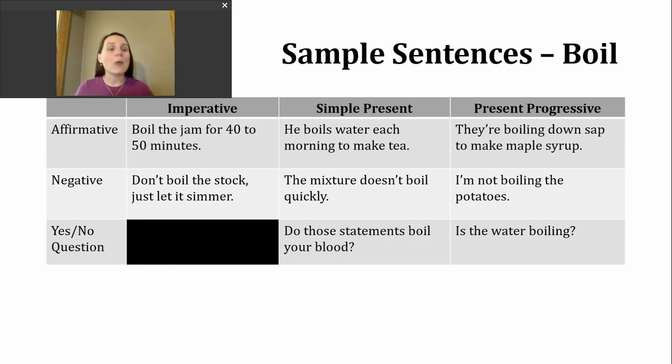There is no question form of imperatives. Those are always statements. So obviously we're not going to have an example of that. So let's move to the simple present.